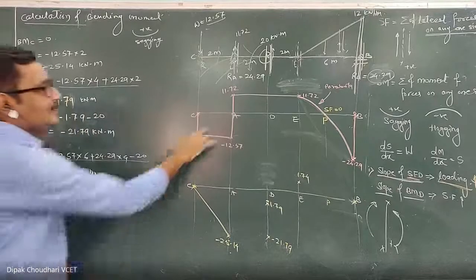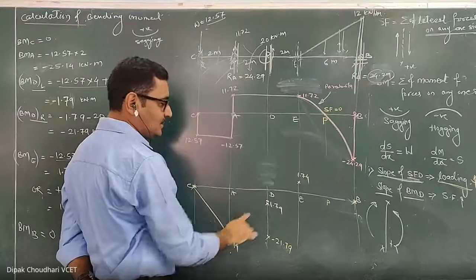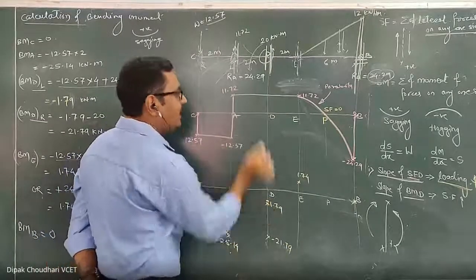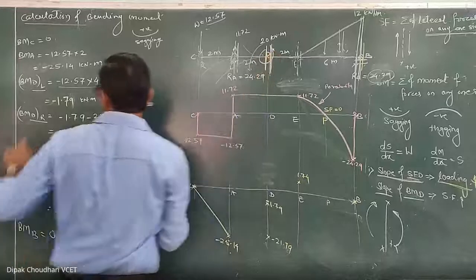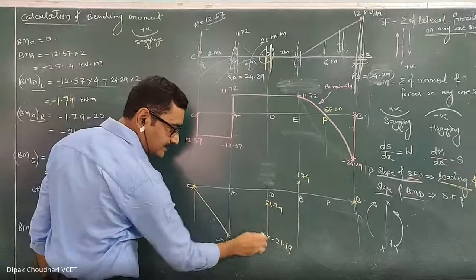Okay. Same thing from A to D. No load, so the shear force diagram is a horizontal straight line. So this will be the inclined straight line, 1 degree more. Now you have to join this with the bending moment which is on the left side of the D. On the left side of the D it is 1.79. So you have to join this with this, not with this.